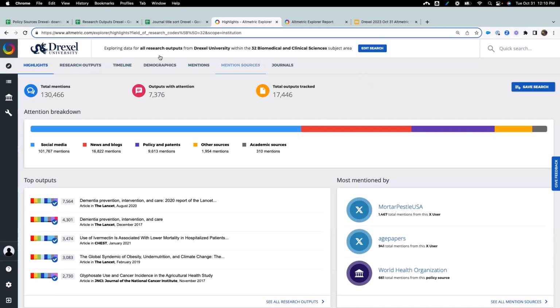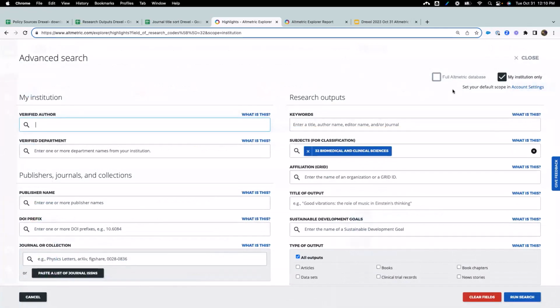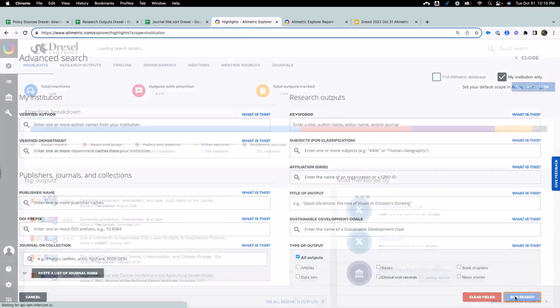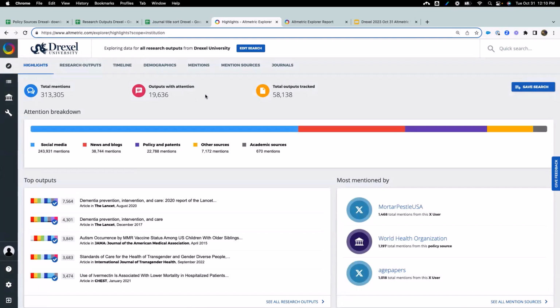So let me show you what we're looking at right now. Here in the edit search button, you have the option of looking at my institution only. And when we do that, I'm going to take this biomedical out. So when we look at my institution only, we're giving you a view of all the information that you're telling us to track, which we get from right over here. And then this is all the research that we're tracking that's associated with Drexel University and the type of attention that research has gotten. So you can see that we're tracking 58,000 unique pieces of research.